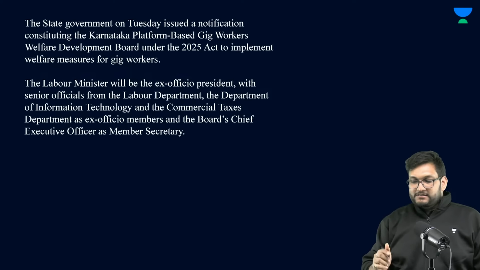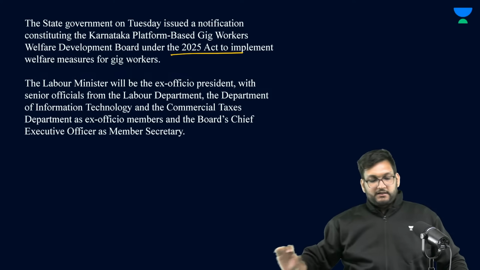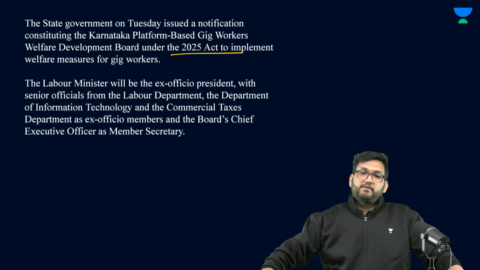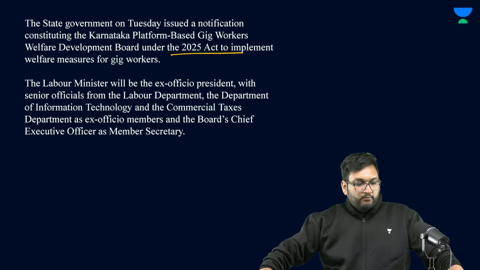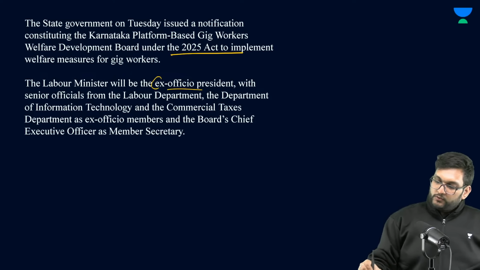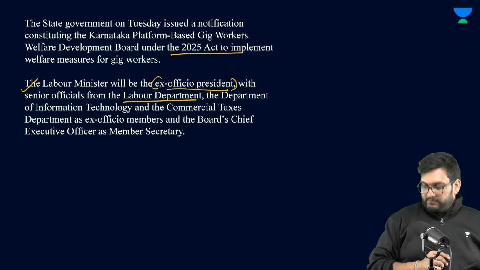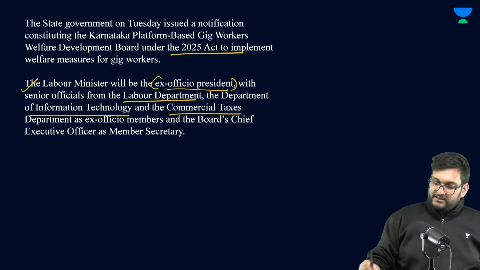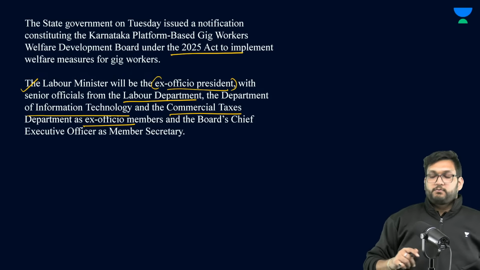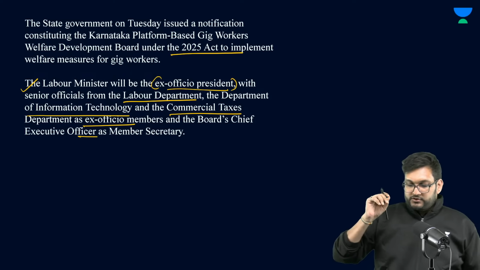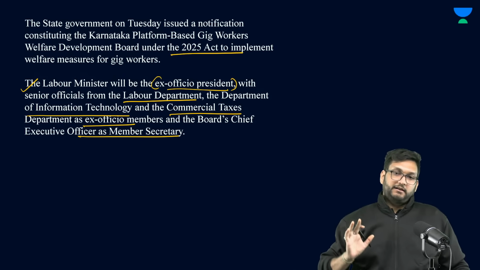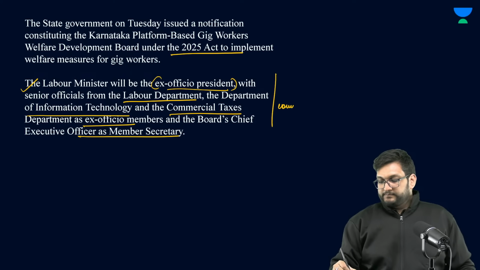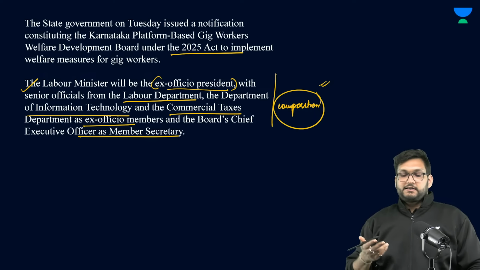So Karnataka has become the first state to enact a gig workers welfare development board, and this board will have the labor minister as ex officio president, along with senior officers of the labor department, the department of information technology and commercial taxes as ex officio members, and a chief executive officer as member secretary. This is the composition. Now this can become a precedent across states, concurrent list.